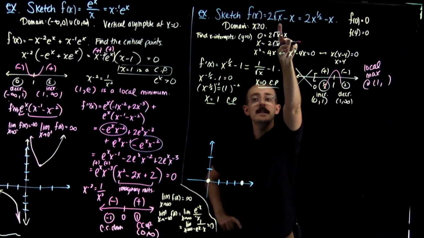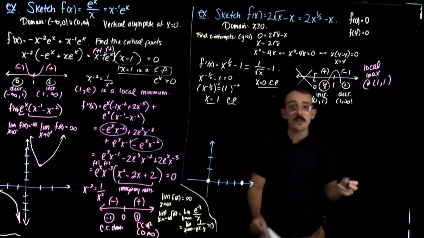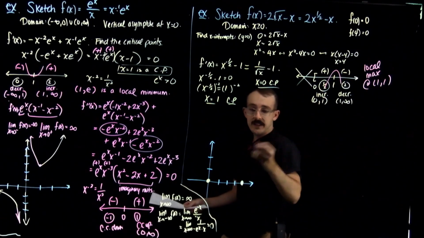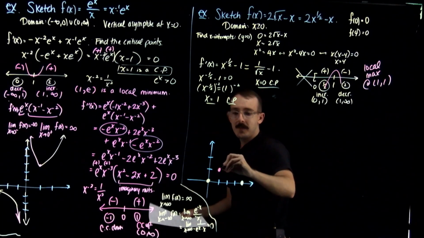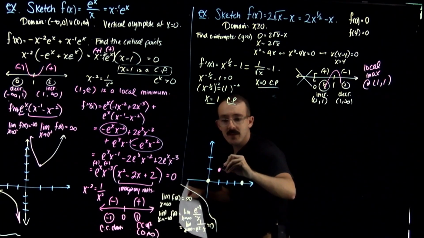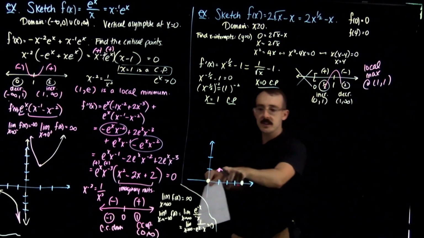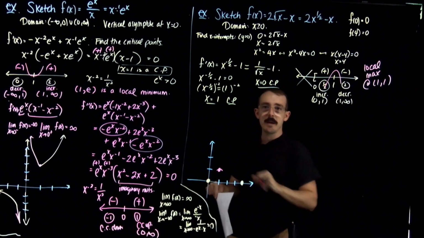So if you plug in 1 into the original, you get 2 minus 1 is 1. So we've got a local max at 1, 1. That's a point on my graph. I'm going to take it. So I know that's on my graph. I also know it's a local max. So everything around it is going to be lower. So I'm going to draw some kind of suggestive thing here to say that that's a max there.